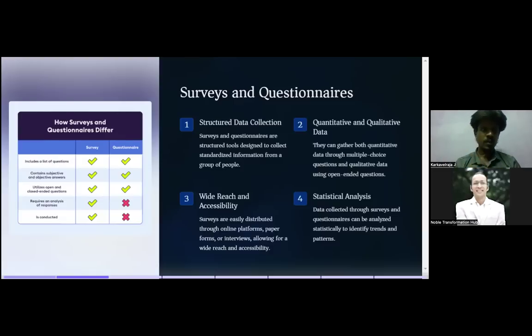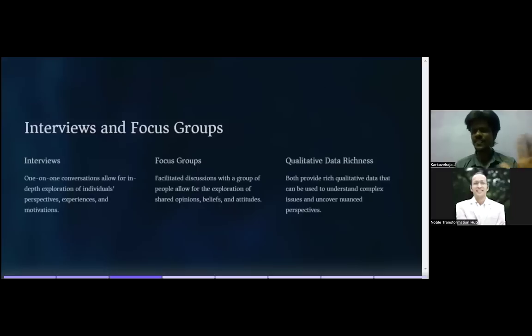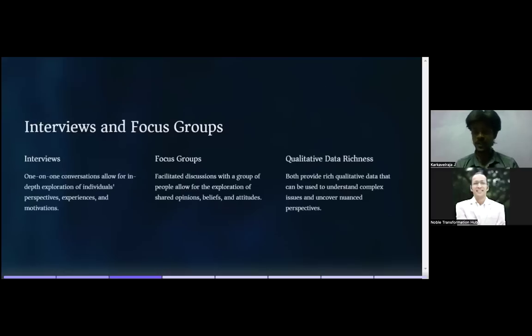Okay, now interviews and focus groups. It's another way of collecting data, guys. Interviews: a one-on-one conversation allows in-depth exploration of individuals' perspectives, experiences, and motivations. Rather than just providing a survey to everyone, we can ask someone who is following our session and have a one-on-one conversation: what things they like, what things we can change, and whether the timing is convenient for them when we upload the video on YouTube. Like that, we can have a one-on-one conversation to get the data. This is one form of collecting data.